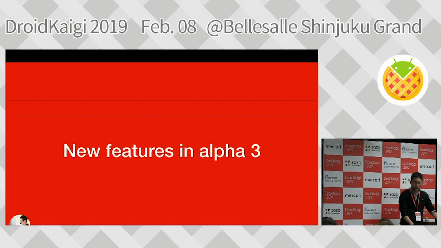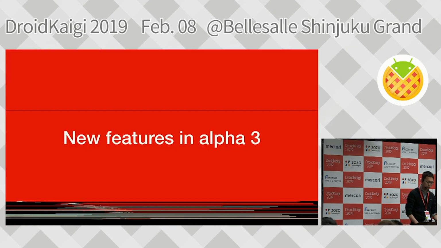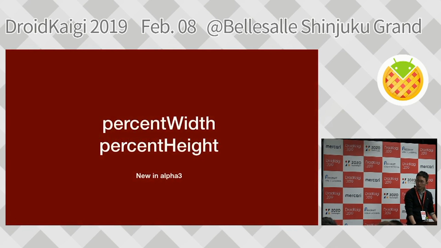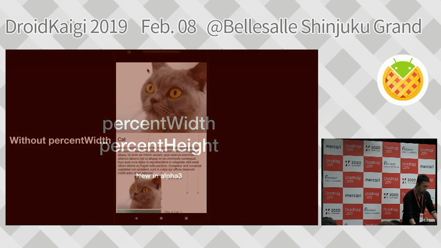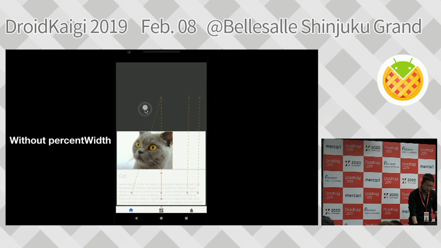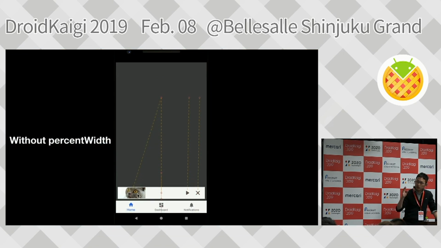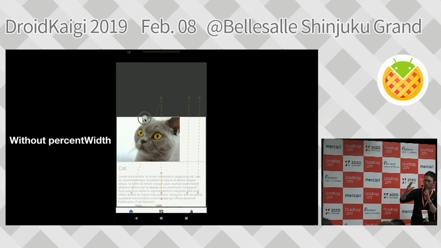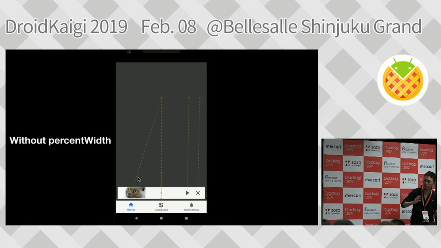Okay, so now we talked a lot. You can create a variety of animations using MotionLayout, but in MotionLayout Alpha 3, you can do even more. Let me explain some of the new features that were introduced in Alpha 3. So percent width and percent height. Let's take a look at the example first. This is an animation that tries to mimic the YouTube app's thumbnail animation, where the top image is moving from the top to the bottom left.